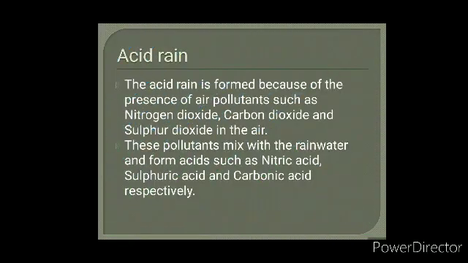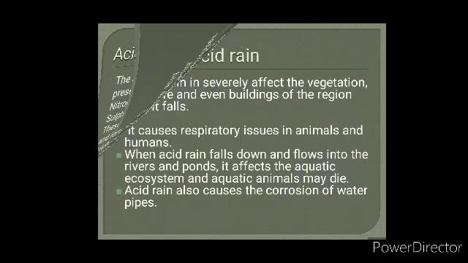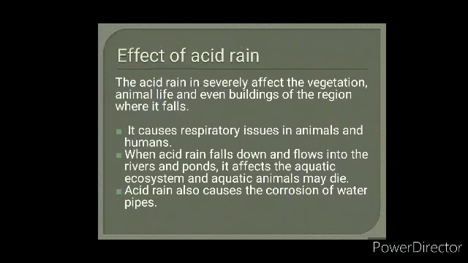As we already discussed, these pollutants mix with rainwater to form acids such as nitric acid, sulphuric acid and carbonic acid, which forms acid rain. What are the effects of acid rain? It has a very adverse effect on human beings, on plants, on soil, everything.